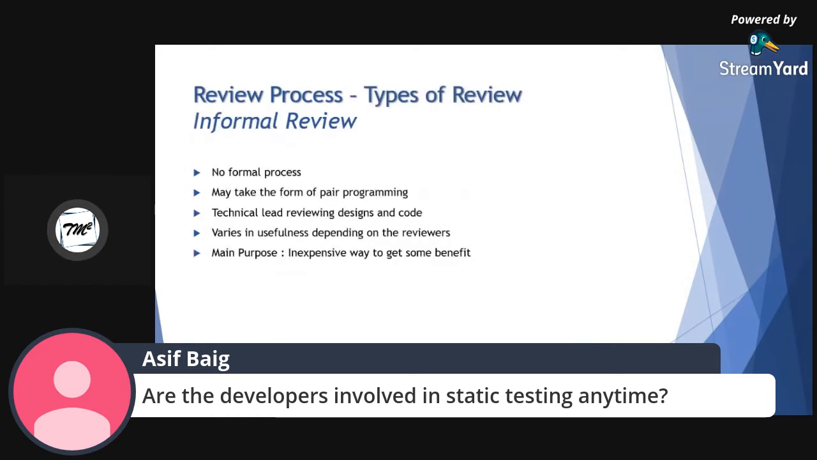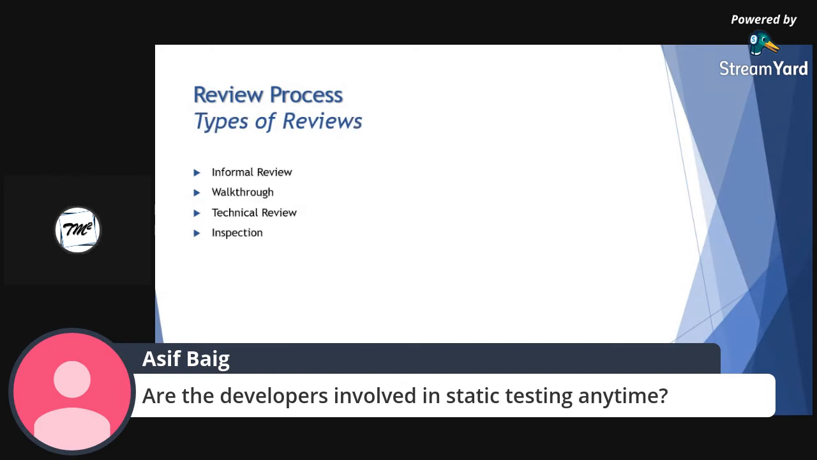So continuing with the further, that is informal review. We have four types of review: informal, walkthrough, technical review, and inspection. Informal review is a lightweight process, walkthrough is also lightweight, technical review is a little heavier compared to the others, and inspection is completely a formal review process, which is the most heavyweight process.